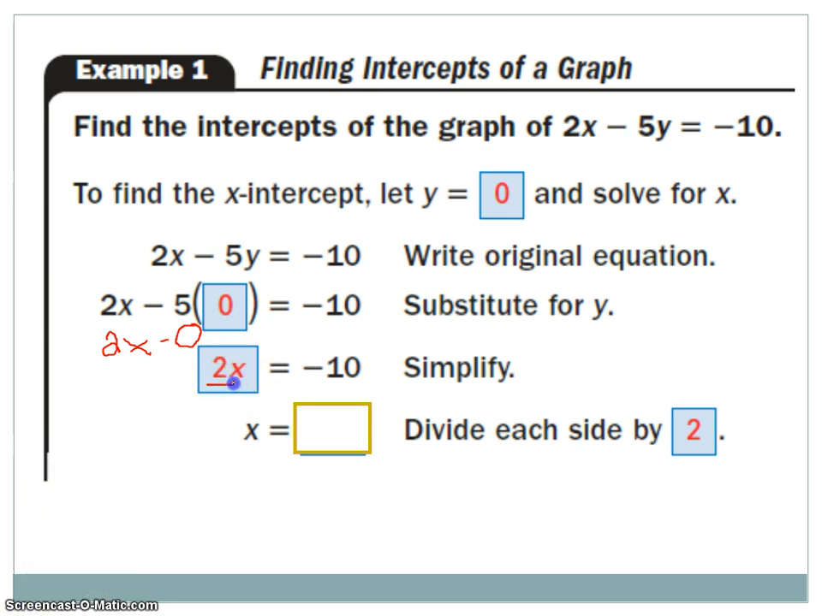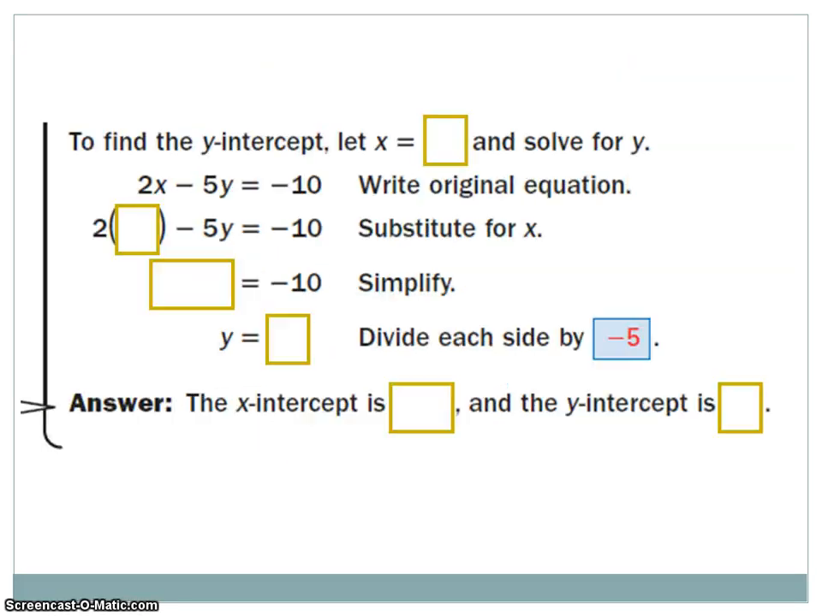Divide by the coefficient to both sides. Negative 10 divided by 2 is negative 5, and x is now alone because 2 divided by 2 is 1. X equals negative 5. You are not finished with the problem. You now need to do the y-intercept.